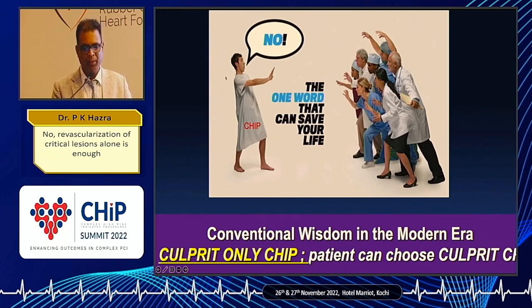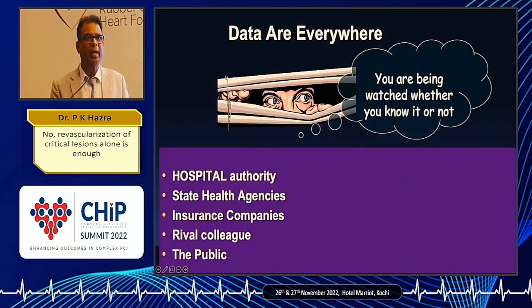The conventional wisdom in the modern era, culprit only, cheap. The patient can choose culprit or complete revascularization. And data are everywhere. Everybody is watching you. You are being watched whether you know it or not. Every wall has its own eyes: hospital authority, state health agencies, insurance companies, rival colleagues, and the public at last.